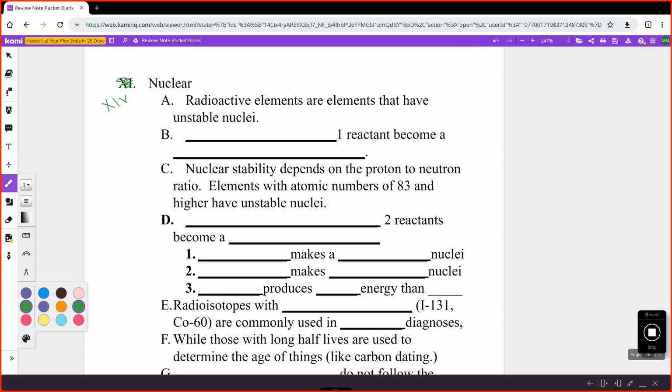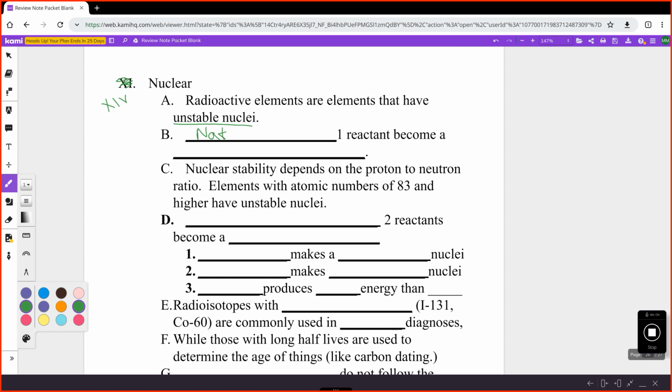Let's cover it. Nuclear chemistry has to do with radioactive elements. And radioactive elements are titled that because their nucleus is unstable. What classifies an unstable nucleus is the emission of some particle from the nucleus. Sometimes that's alpha, sometimes that's beta, sometimes that's gamma. But something is coming out of the nucleus. That's what radioactivity is.